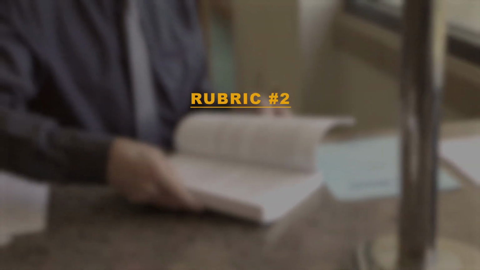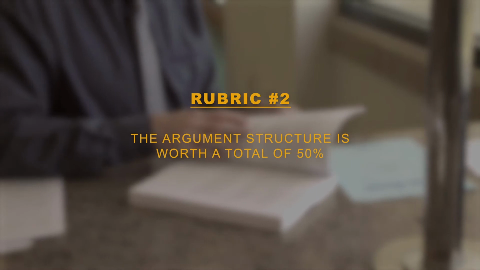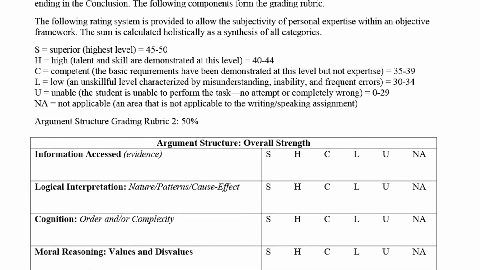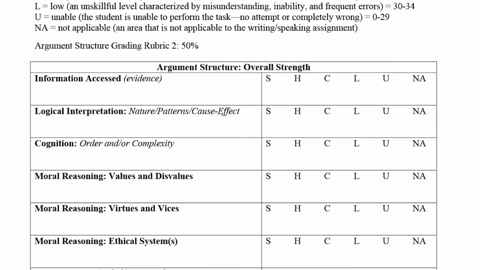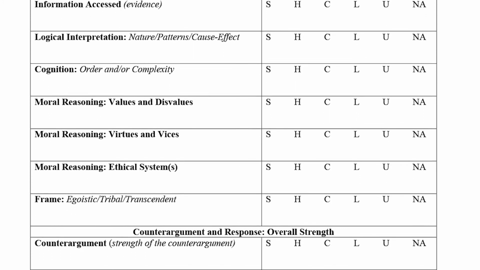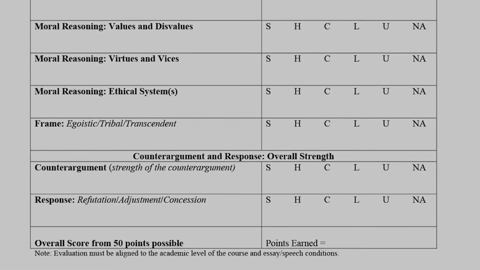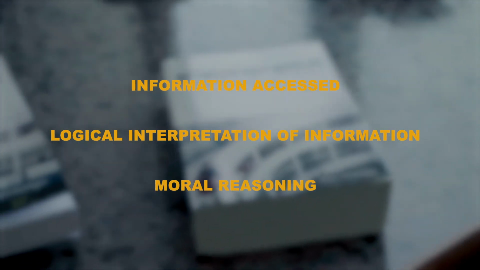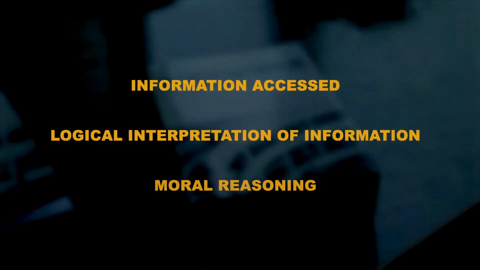Rubric 2, the argument structure, is worth a total of 50%. This is the heart of the argument essay. This rubric emphasizes the following key components that construct a powerful argument: information accessed, logical interpretation of the information, and moral reasoning. And within each of these components is a detailed hierarchy of levels which provide unmatched clarity.